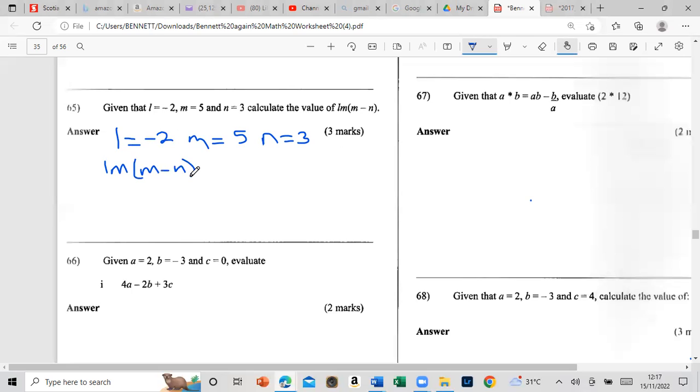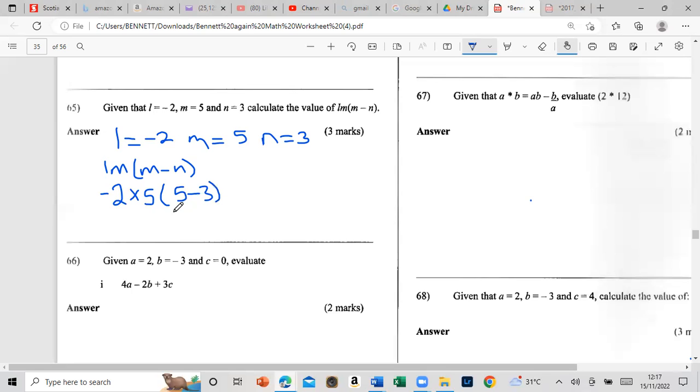Alright, so what we do, we just substitute the values that we are given. So L is -2, so that's -2, M is 5, so times 5. Put up our bracket, M minus N, so M is 5, N is 3, so we minus 3.